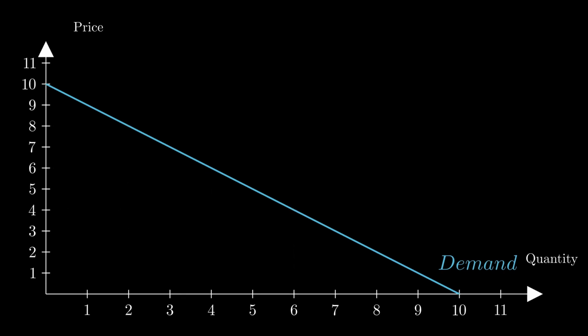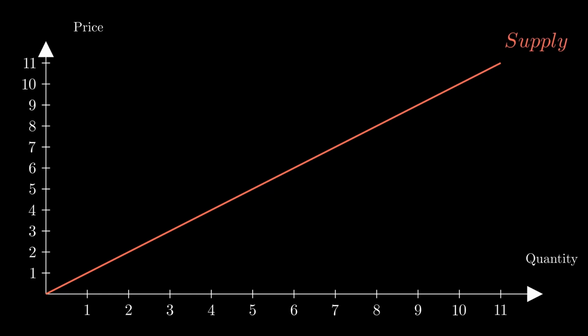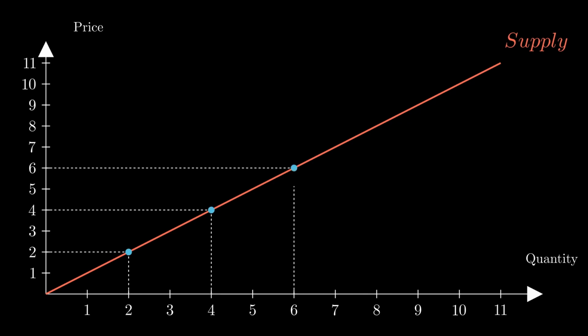Let's examine the supply curve now. Supply is how much of that product or service is available. The supply curve is upward sloping. At a price of 2, producers are willing to supply 2 bottles of spice. At a price of 4, they'll supply 4 bottles, and at a price of 6, they'll supply 6 bottles.